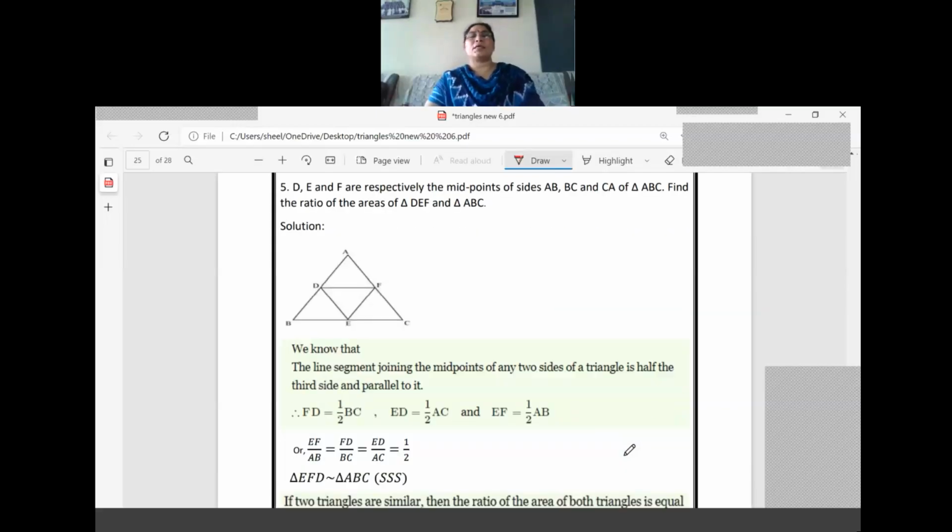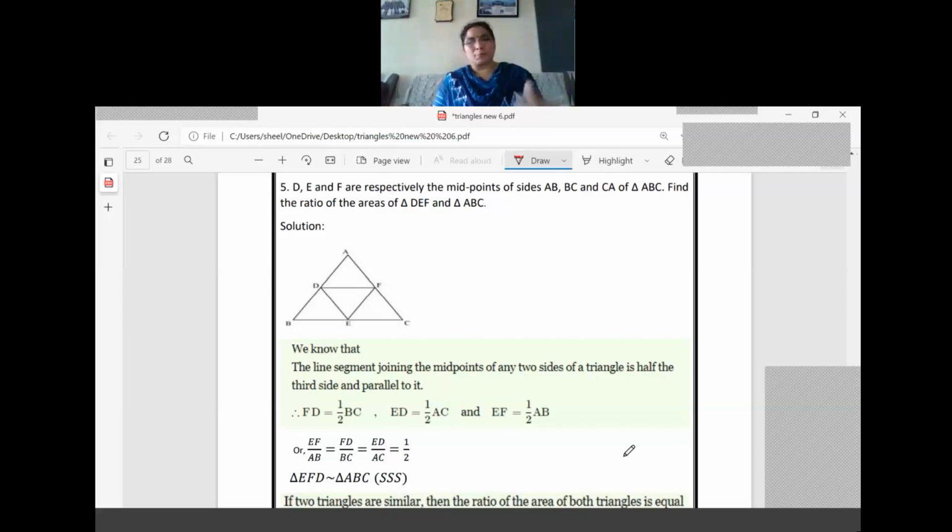Okay. Another question. D, E, F are respectively the midpoints of the sides AB, BC, and CA of triangle ABC. Find the ratio of the areas of triangle DEF and triangle ABC. Already we have done this question in the ninth class. Triangle ABC is divided into four congruent triangles. If you remember that one, the whole triangle is divided into four congruent triangles only, right? When the congruent triangles are there, their areas are also equal only.